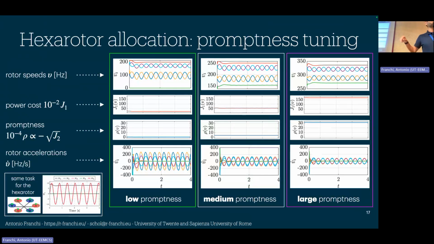And this is not only for a birotor. This is the case, for example, of a hexarotor that I showed before. And you see that with a low promptness, the value of the velocity is up to 200, for example, here, hertz, but the derivative is very high. While with a larger promptness, you get a larger absolute value of the velocity, almost 320, but the derivative is very small.